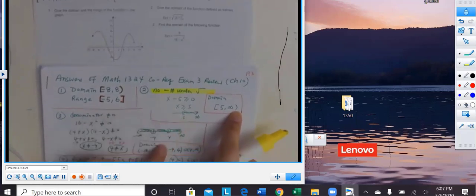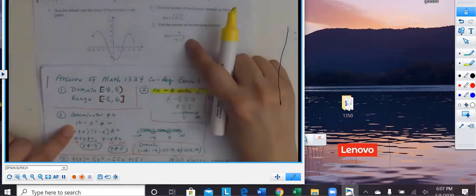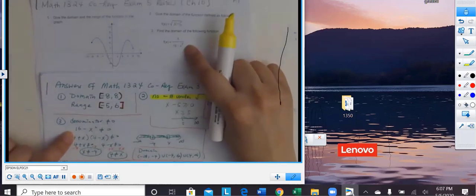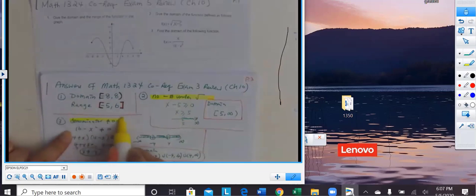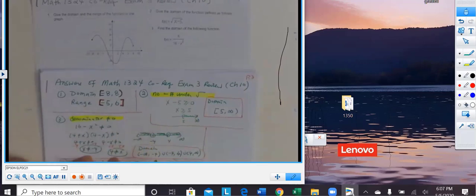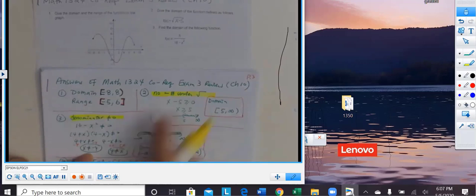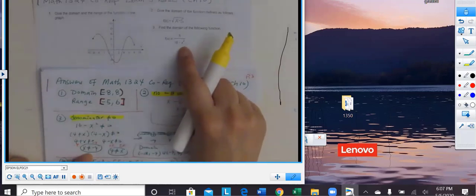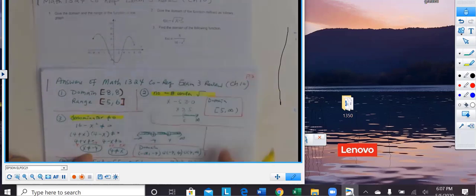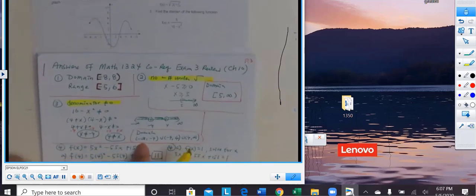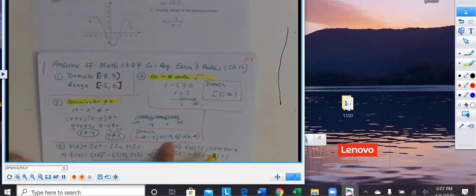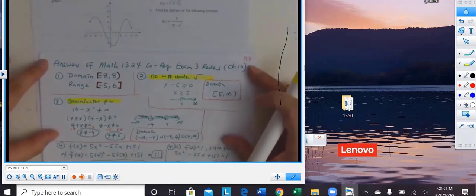Okay, and then the next one, number 3, has a fraction. So I need to know that the denominator part cannot equal 0. This is the difference of 2 squares. So I solve it. It turned out x cannot equal 4 or -4 because if I put those numbers back in here, it will make the denominator equal to 0. So the domain would be starting from -infinity to -4, skip -4, back to 4, skip 4 to infinity, like that. So the first 3 questions are about domain and range. Are we okay?